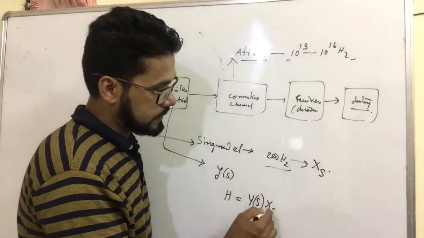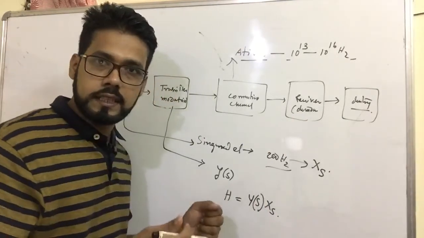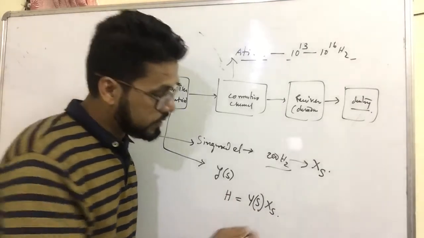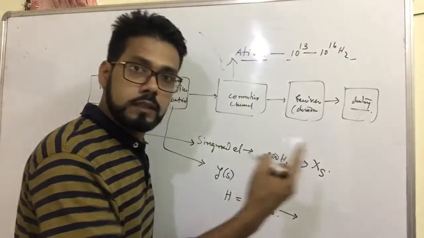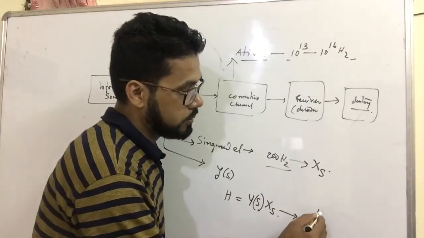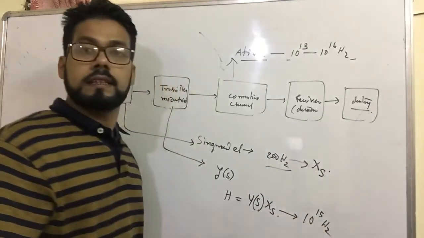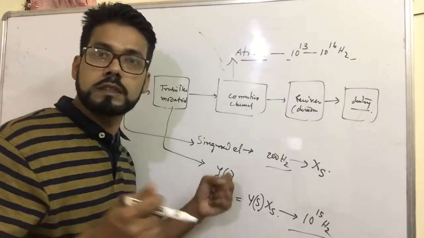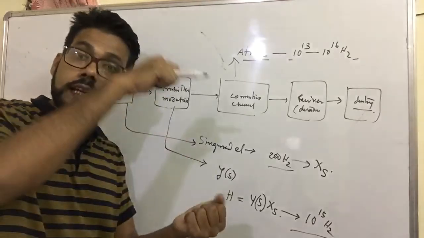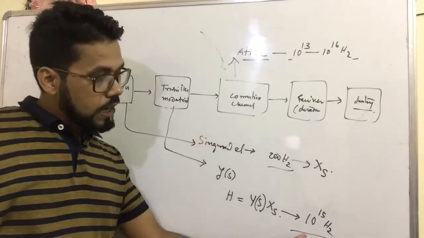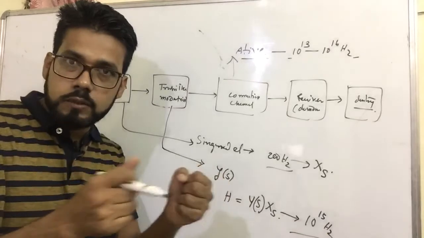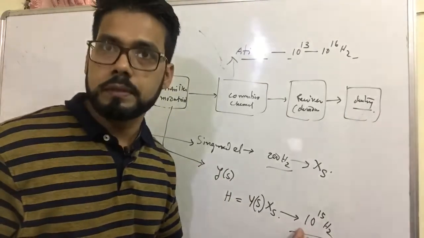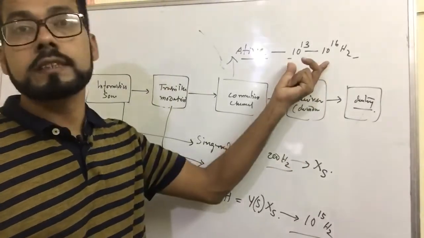Now I will mix the signal. This is the original signal, this is the carrier signal. Now I mix the signal and calculate the frequency, suppose 10 to the power 15 hertz. Modulation means mixing the original signal with the carrier signal. After mixing, I calculate the frequency, and it is found to be 10 to the power 15 hertz. Now it falls in this active range.